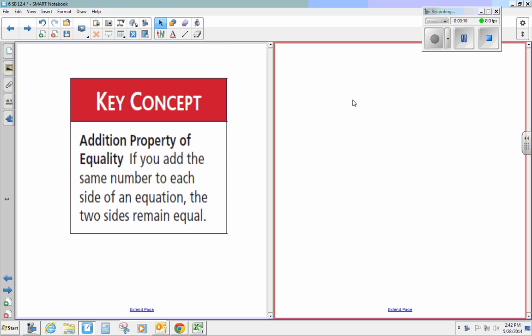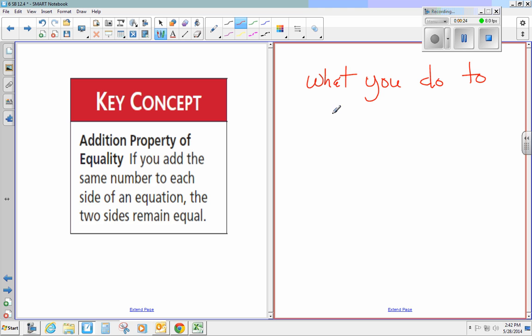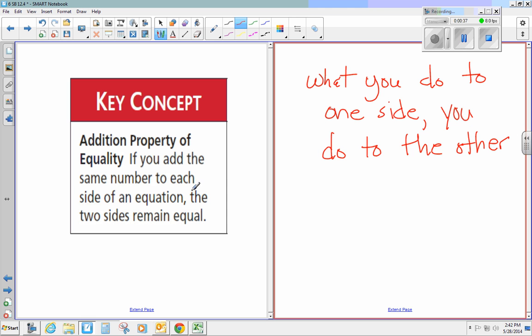We've talked about the fact that what you do to one side, you do to the other. Okay, that's what this is talking about. They have to be equal. Okay, equality.